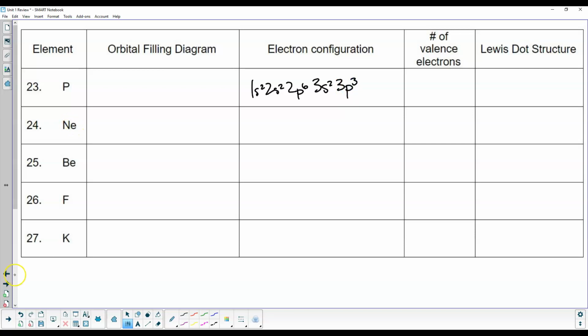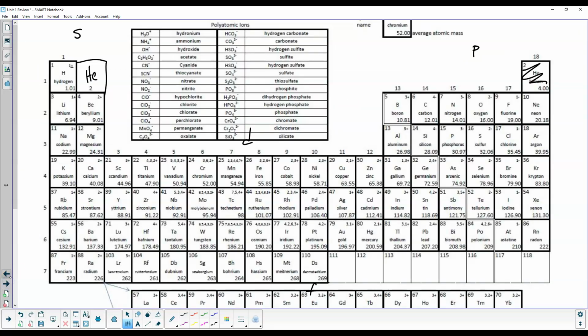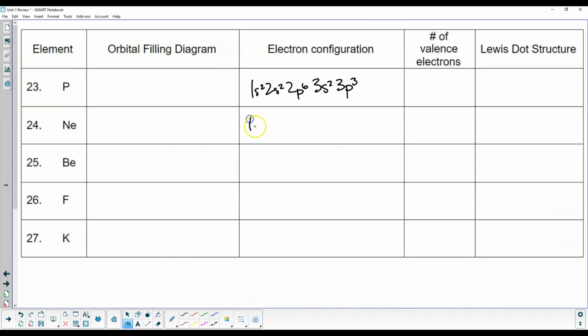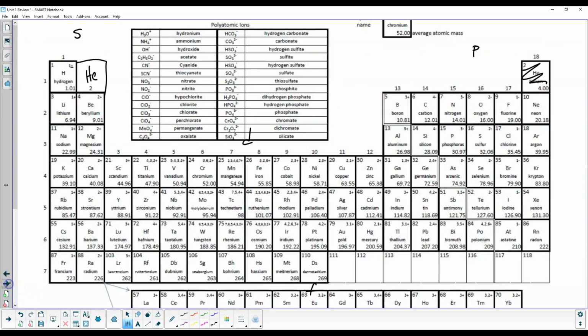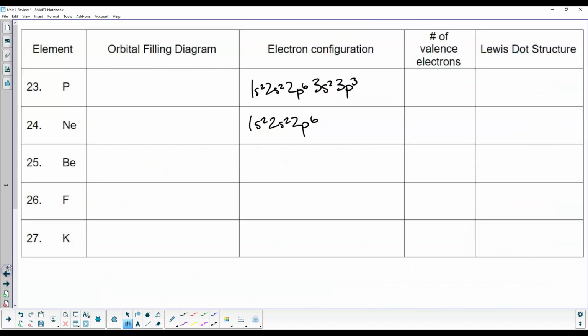Okay, let's go and just do neon while we're in the groove here. So here is neon. Neon's going to be 1s2, 2s2, 2p, and it's the sixth one. So 1s2, 2s2, 2p6. Let's look at beryllium. Beryllium happens to live here, so it's 1s2, 2s2, and that's it. 1s2, 2s2.